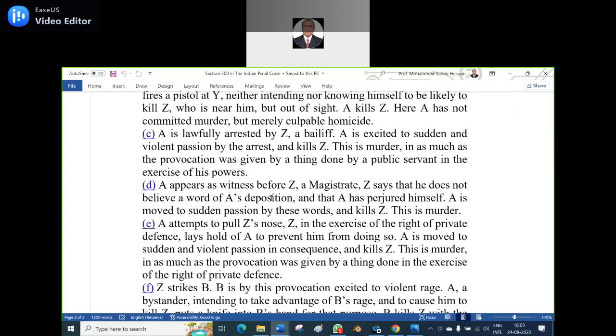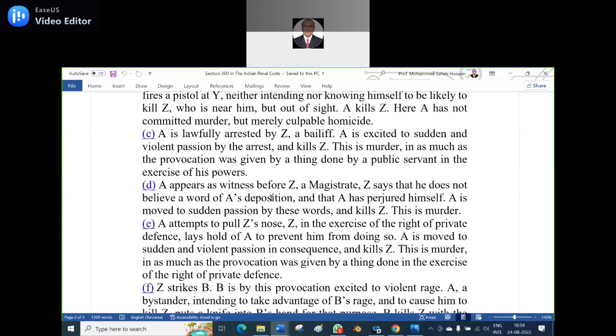Because who actually pulls whose nose? A attempts to pull Z's nose, and Z wants to avoid it and moves his hand to prevent himself from such an activity under the private defense. But A, agitated and with sudden provocation and violent passion, consequently kills Z. And this is purely a murder.